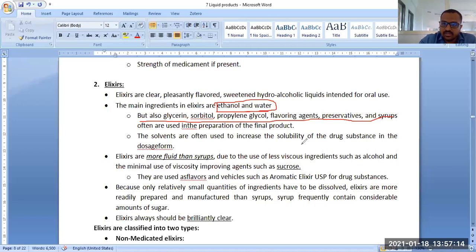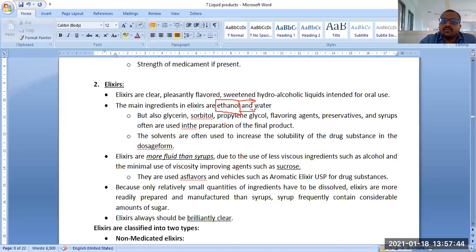Okay, why we require hydroalcoholic preparation? Generally elixirs are required for solubility enhancement. Okay, अगर आपकी drug water में soluble नहीं है, if your drug is not able to dissolve in water, you can solubilize your drug into ethanol or another hydroalcoholic preparation. Okay, after dissolving the drug into ethanol, you can dissolve or solubilize ethanol with the water.